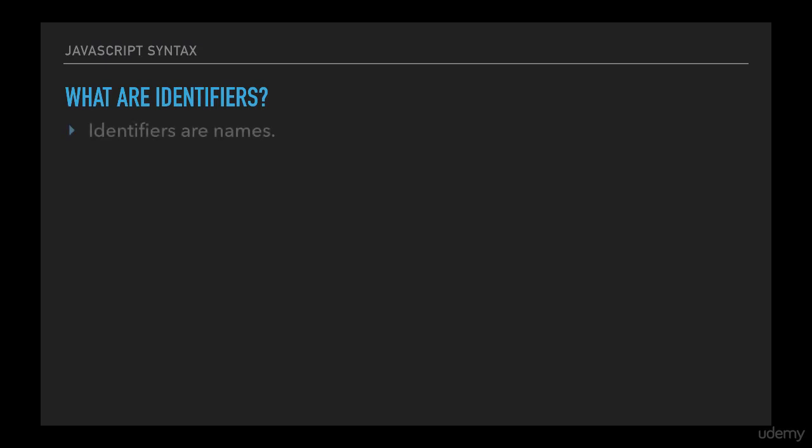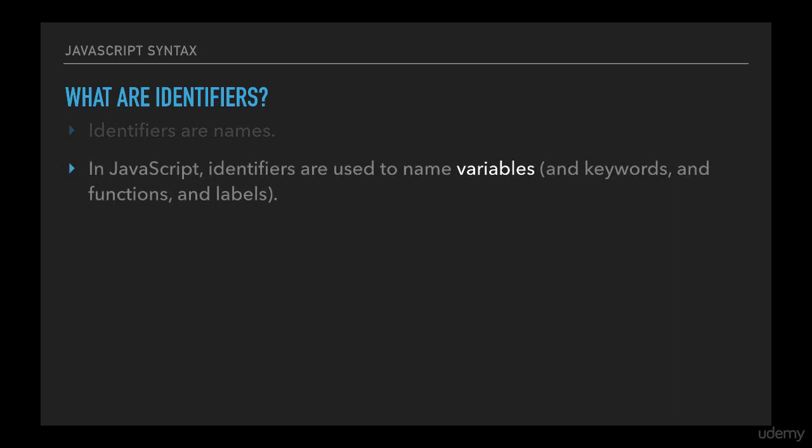What are identifiers? Identifiers are names. Just like I have a name, Abhay, that's an identifier that identifies me. In JavaScript, identifiers are used to name variables, and of course, keywords, functions, and labels, which we will cover later on. But let's stick to variables for now.